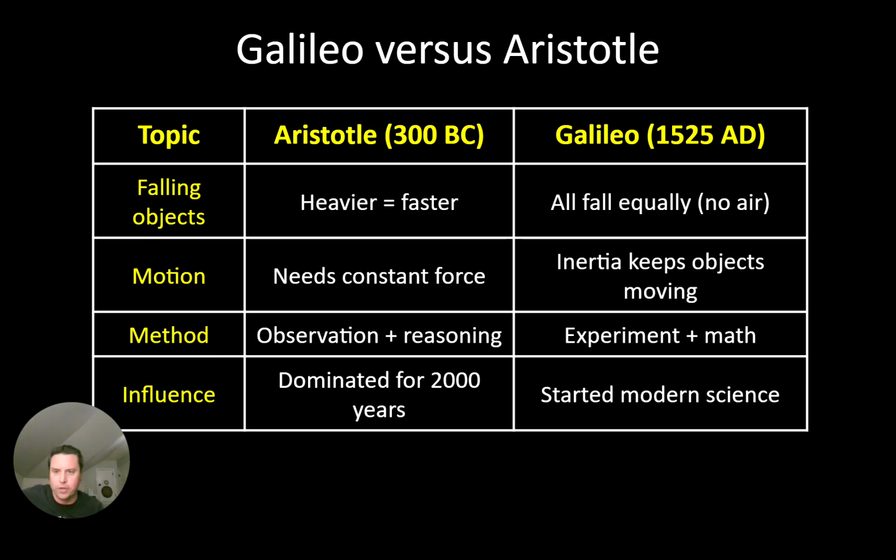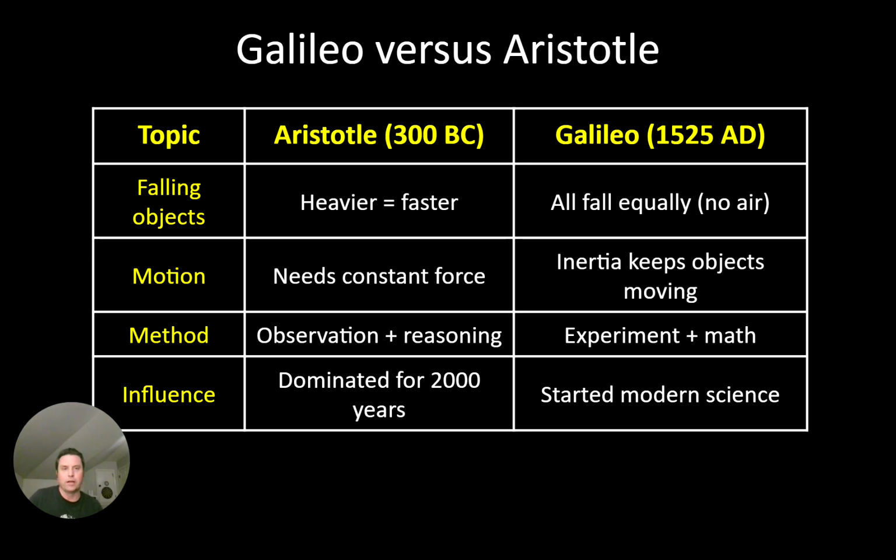So Aristotle, we're talking 300 BC, over 2,000 years ago, said heavier objects fall faster, which is true. If I drop this piece of paper, the book wins every time. There's no weird situation where the book doesn't win. So that made sense. Motion needs constant force, like your car. To keep your car going, the wheels have to keep pushing on the road. That made sense. His method was just observation, reasoning, logic: I see it, that makes sense, and that's it. That dominated for 2,000 years because no one really questioned it, and it's what we saw.